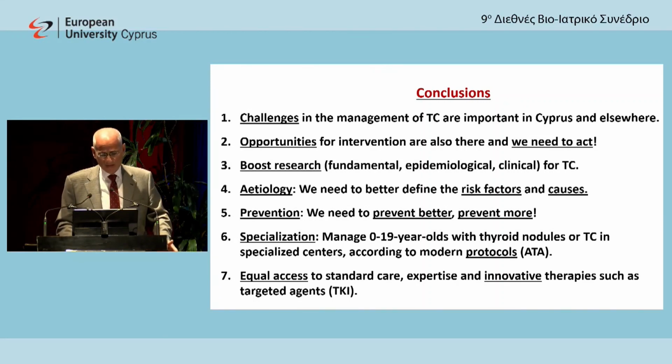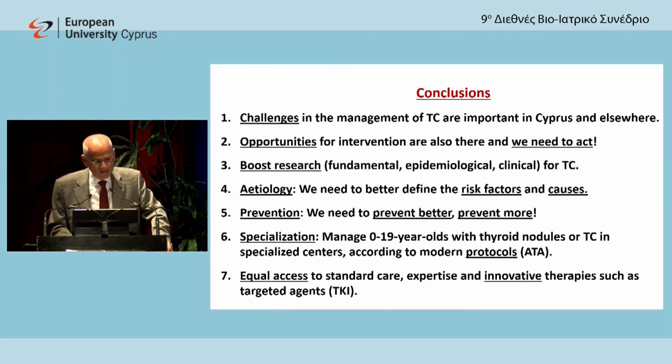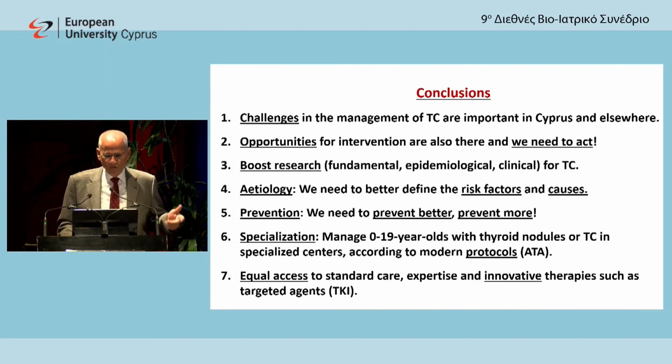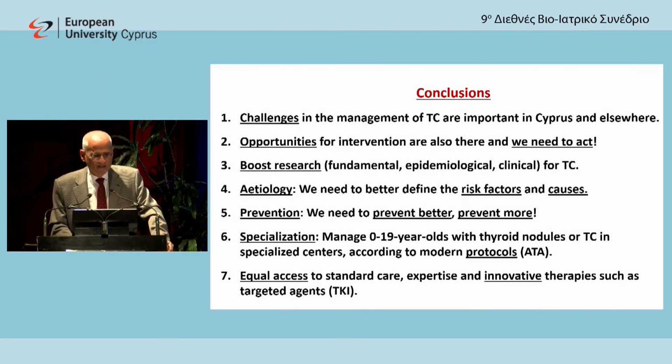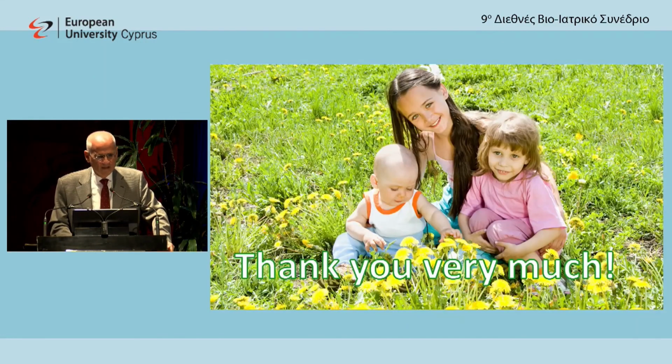Specialization is very important to start with, and that would be a major domain of action in the next years, to centralize management according to the principles I already mentioned, and of course to fight for equal access for everybody, to get good standards of care, expertise, and innovative therapies such as targeted agents such as tyrosine kinase inhibitors. This is our plan, and thank you very much.